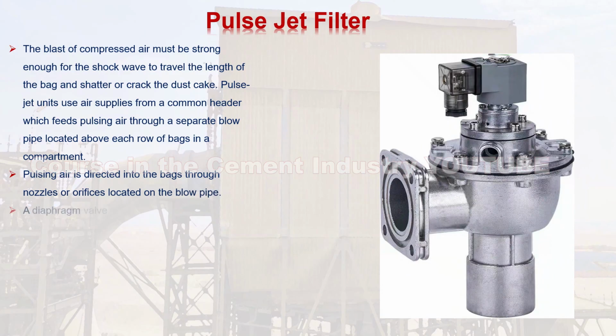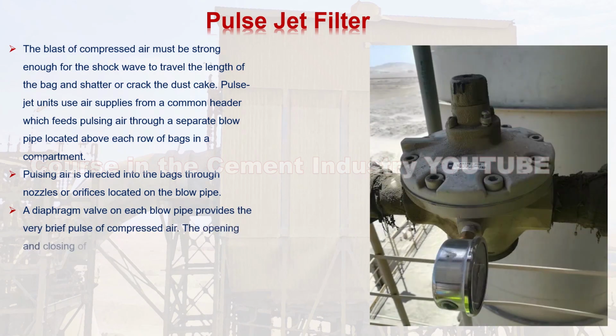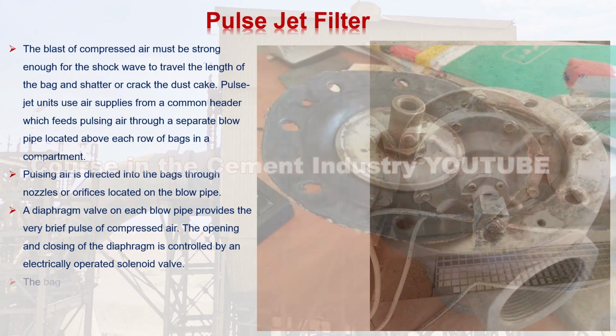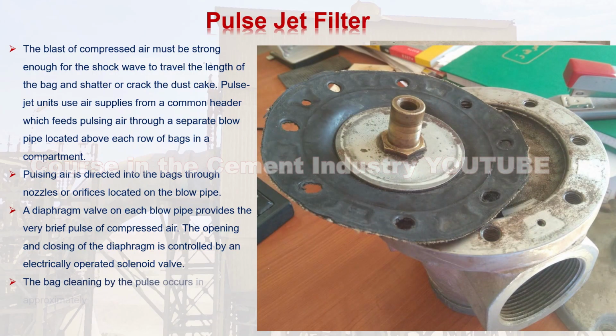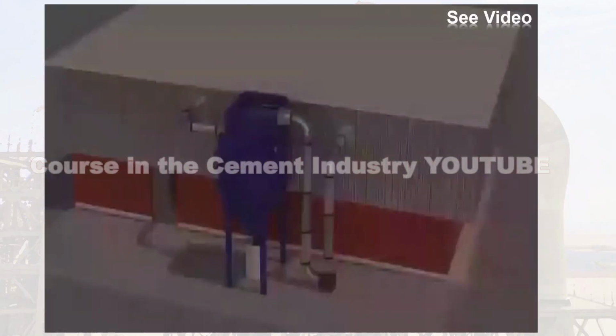A diaphragm valve on each blowpipe provides the very brief pulse of compressed air. The opening and closing of the diaphragm is controlled by an electrically operated solenoid valve. The bag cleaning by the pulse occurs in approximately 0.3 to 0.5 seconds. The pressures involved are commonly between 5 bar and 10 bar. See this video about pulse jet filter.